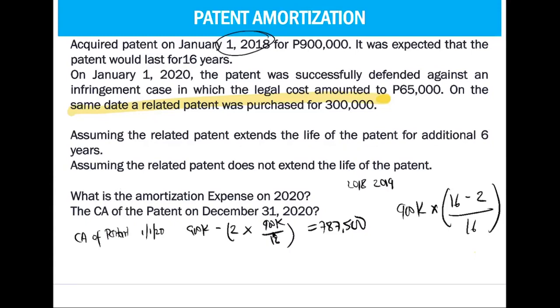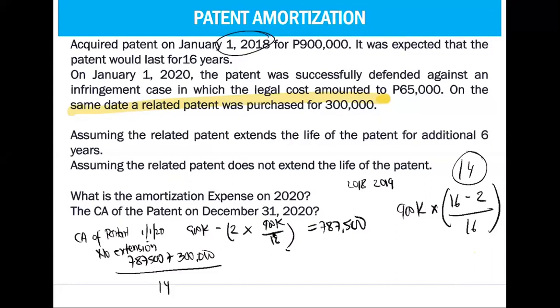So since we already computed the carrying amount of the patent at 787,500, we get the cost of the related patent, which is 300,000. If ever there's no extension of life, so what is the remainder years? 16 less 2 is 14 years. And then, if there is an extension, meaning 787,500 plus 300,000, you have additional 6 years. So 14 plus 6.